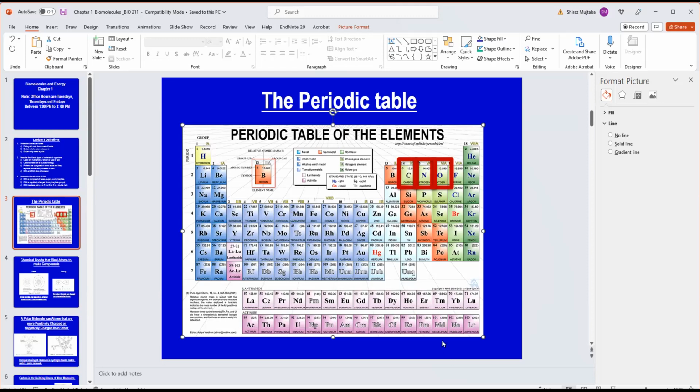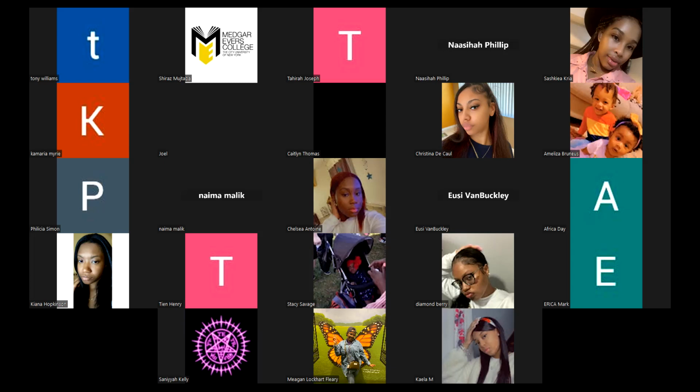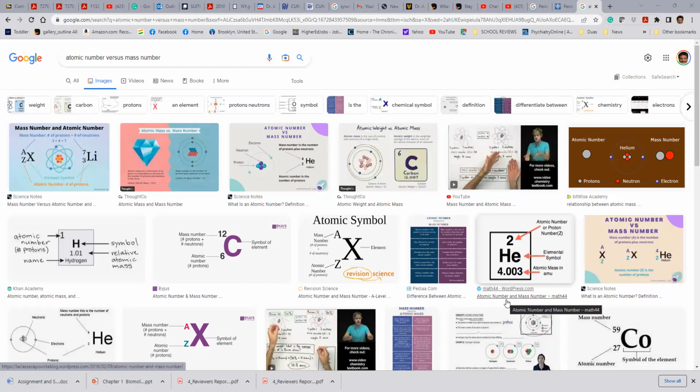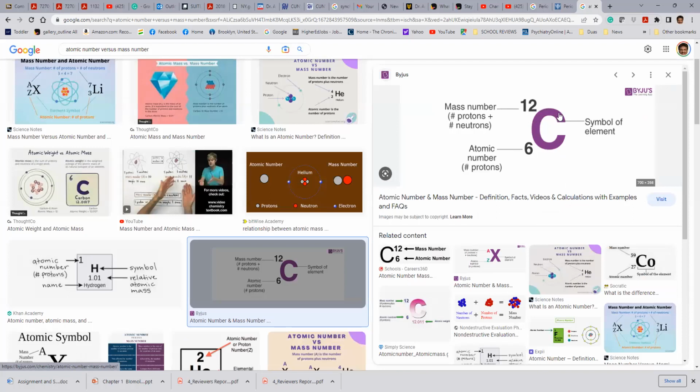Sometimes I also take help of Google Images because they provide good slides and good information. Here, look at carbon, which is represented by the alphabet C. 6 refers to the atomic number. The atomic number refers to the number of protons. And 12, which is on the top here, almost twice of 6, represents the atomic mass. Atomic mass is protons plus neutrons. So let's look at another example.